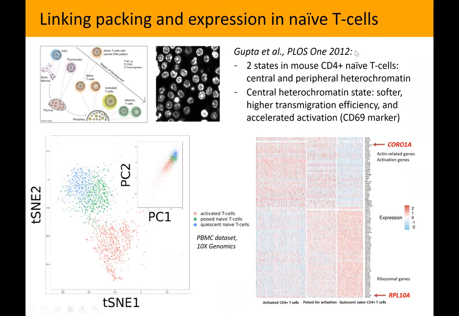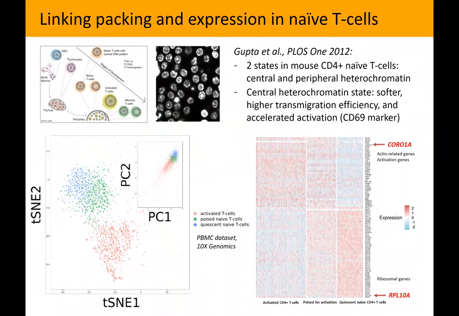They had a paper in 2012 where they looked at CD4 plus T cells, just DAPI-stained images. And they found that there are two different populations of cells. One population has more heterochromatin in the center, as you see here, and another population has more heterochromatin on the outside. And in fact, these are also functional states. The ones with heterochromatin inside are softer T cells. They have a higher transmigration efficiency. They have accelerated activation compared to the CD4 plus T cells with heterochromatin outside.